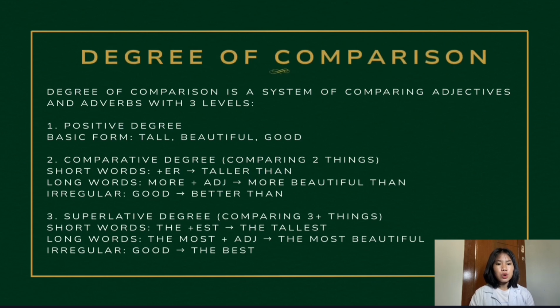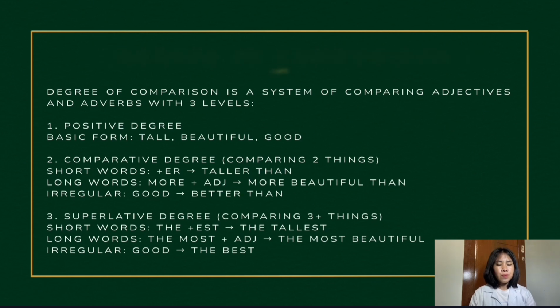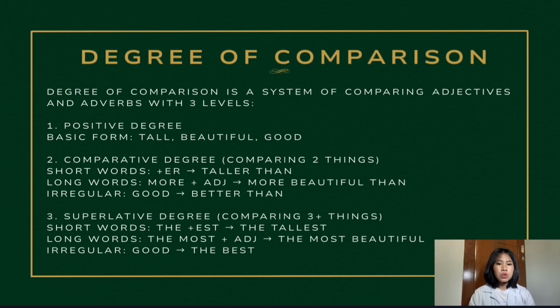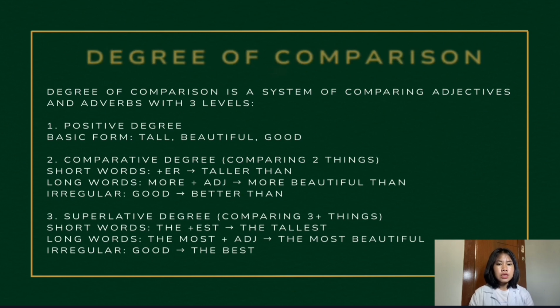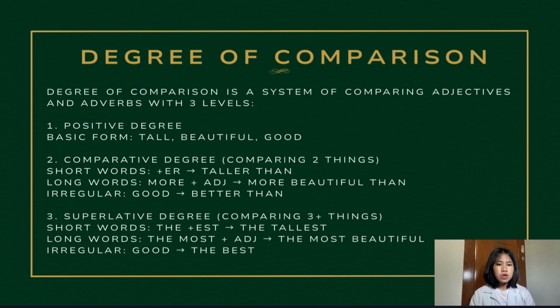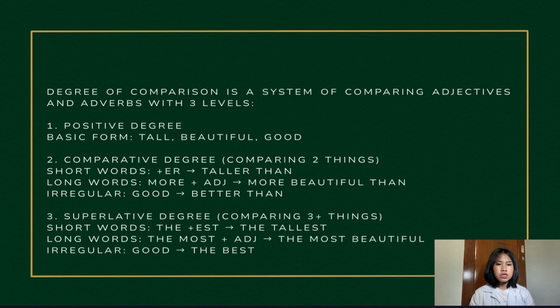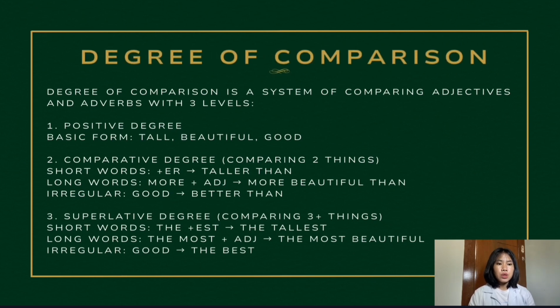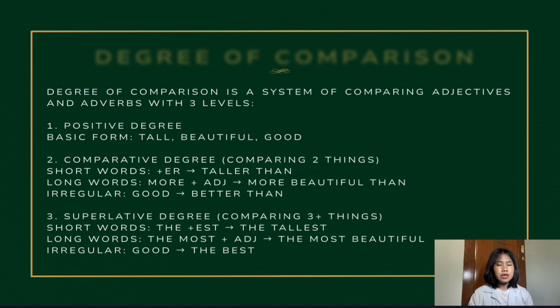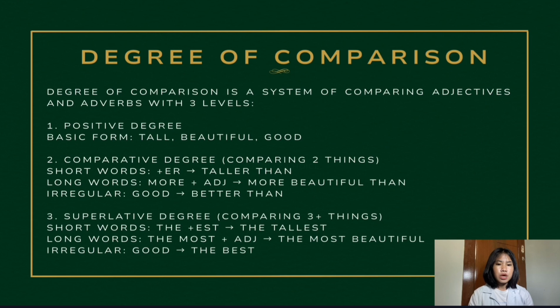And number 2 is comparative degree. Used to compare two things. We show that one thing has more of a quality than another. For short words, 1 to 2 syllables, add er plus than. Example, tall becomes taller than. For long words, 3 or more syllables, use more plus adjective plus than. Example, beautiful becomes more beautiful than. And irregular words change completely. The example is good becomes better than.